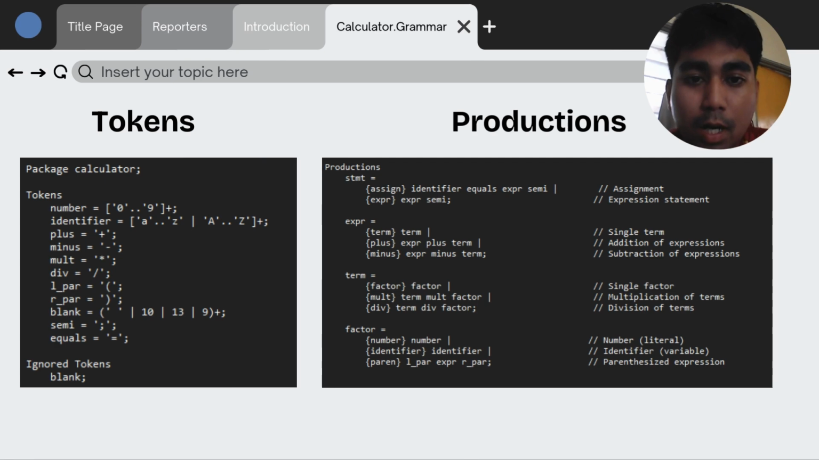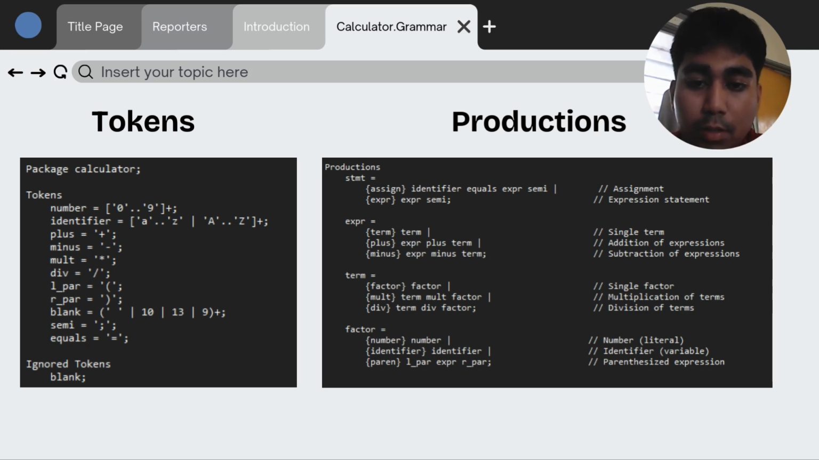Okay, today I will walk you through the grammar behind a calculator grammar that we can use to interpret and evaluate mathematical expressions. This grammar serves as the foundation for building our calculator. Our calculator grammar file consists of three main parts, which are tokens, ignore tokens, and productions. So what are tokens? Tokens are the smallest units like numbers, operators, and symbols.